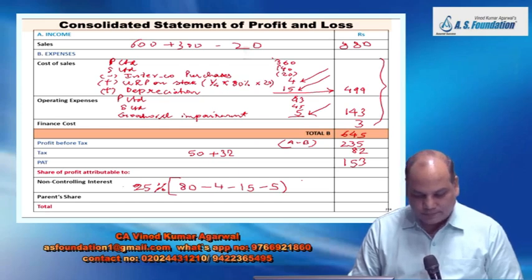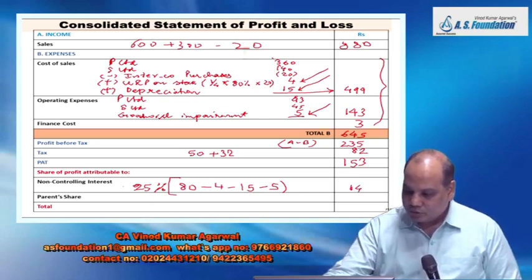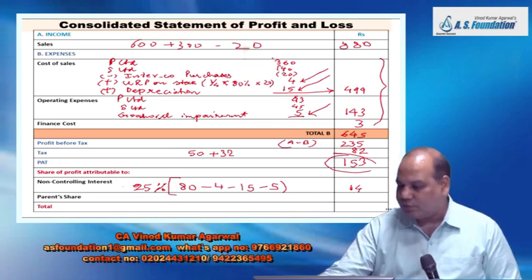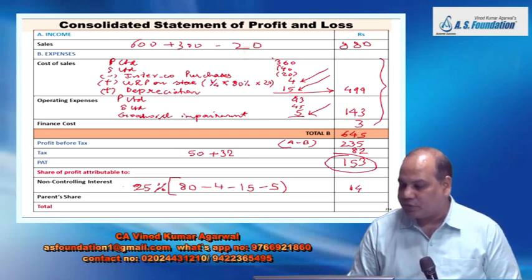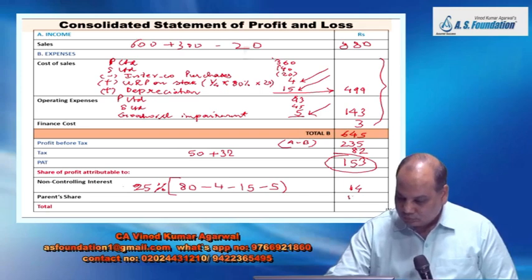Now tell me, 80 minus 4 minus 15 minus 5, into then 25%. Is it 14? Total profit of the group is 153. NCI will only get share in the profit of subsidiary. So parent company's share is 153 minus 14. 139.